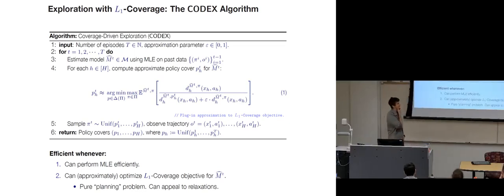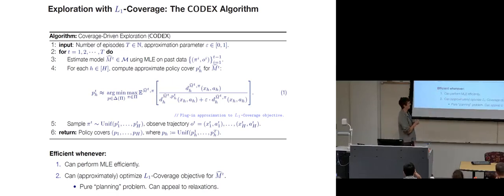So in pseudocode, the algorithm is called CODEX, coverage-driven exploration. Estimate the model based on the past historical data. Compute the best value for the L1 coverage parameter in that estimated model. So this is just a computational problem. And then just roll it out and start over.